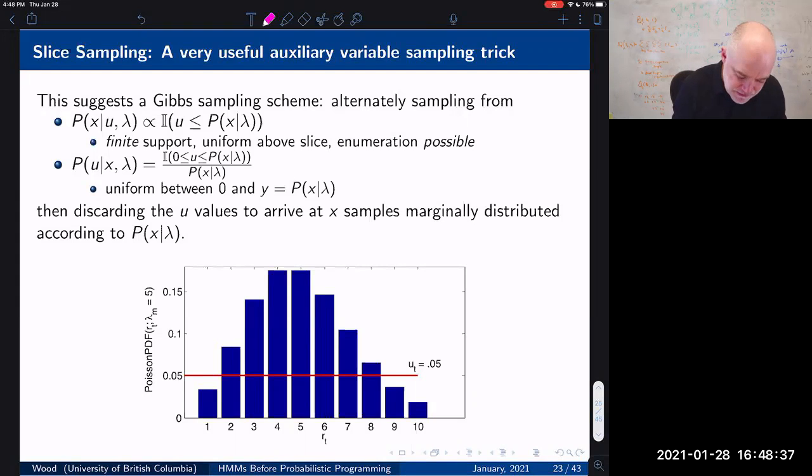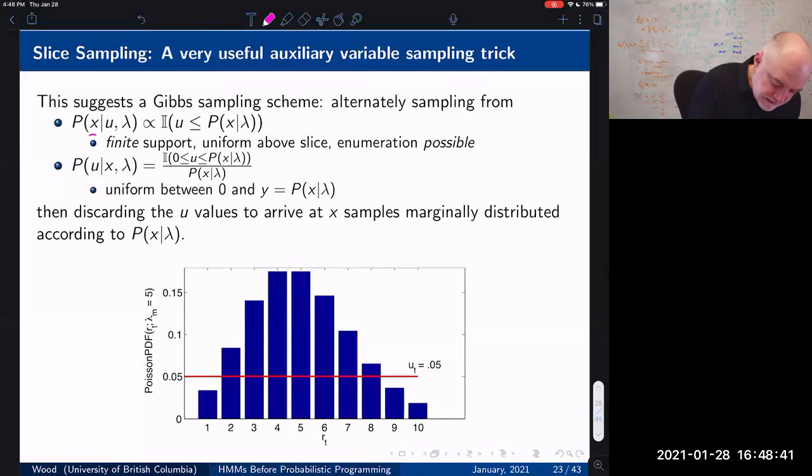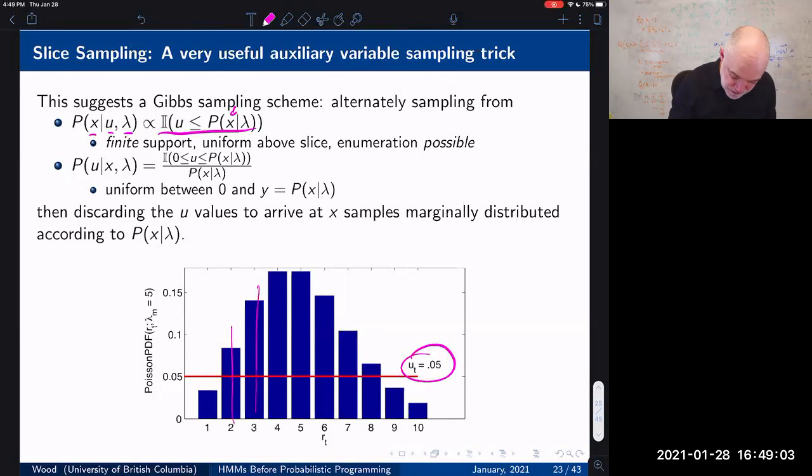for a little while. It suggests a Gibbs sampling scheme where you alternately sample from p of x given u and lambda, so p of x given the slice and whatever its parameter is, as being uniform. It's just 1 for every value of x for which the density evaluation is above the slice value u. So literally take a slice and just pick uniformly amongst these values.